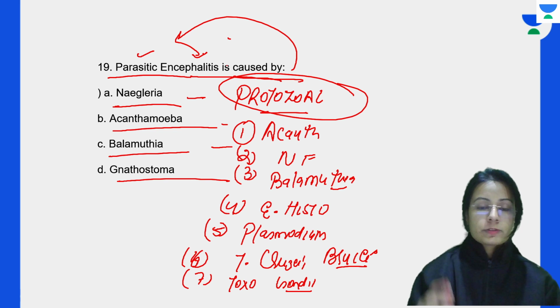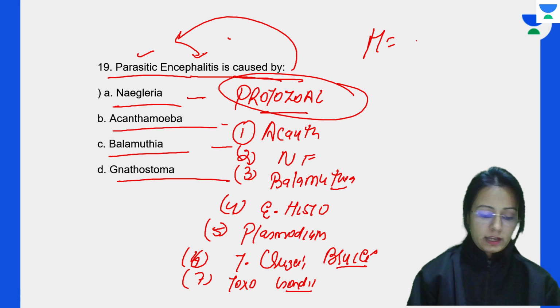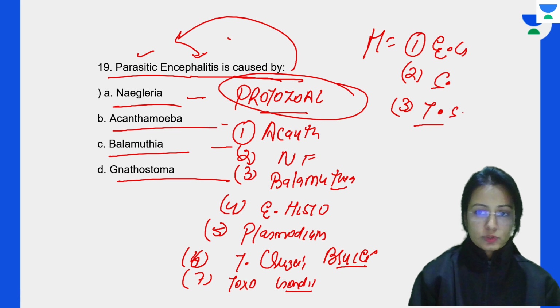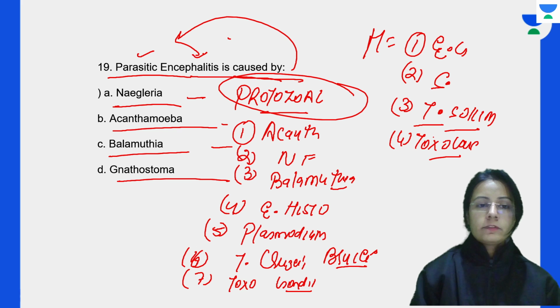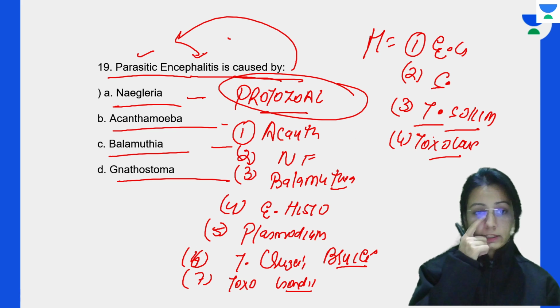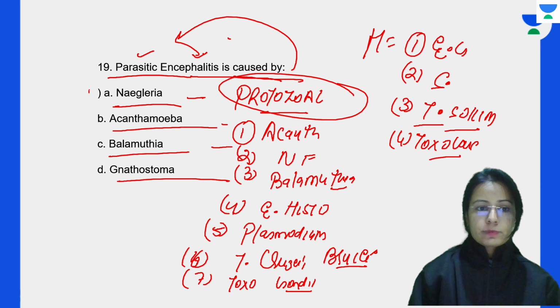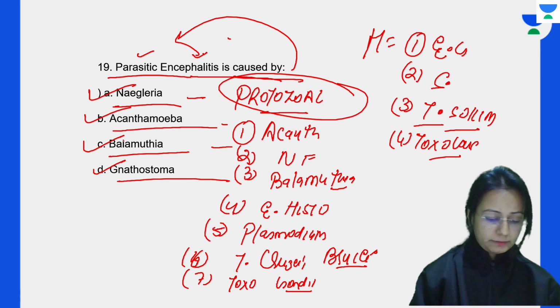Apart from this, we also have the helminths: Echinococcus granulosus, Schistosoma, Taenia solium, and Toxocara species, which involve the CNS causing encephalitis. So they are caused by Naegleria, Acanthamoeba, Balamuthia, and Gnathostoma.